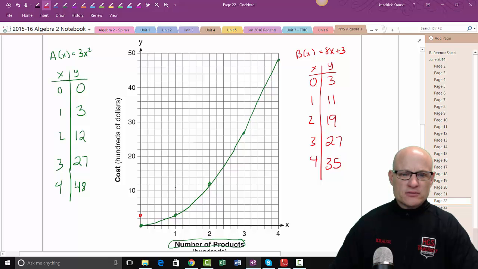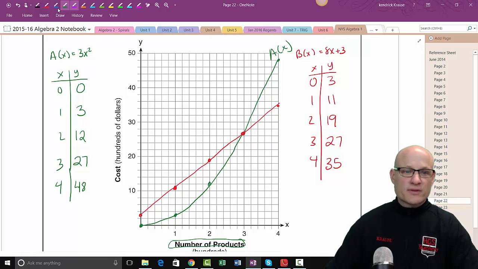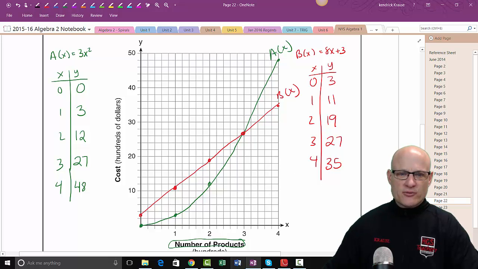1, 11, 2, 19, 3, 27, and 4 is 35. So this should be a very straight line because this is a linear function. Man, I'm doing pretty good there. All right, so I need to label these. Even though I did these in color, I probably should label these A of x and B of x. And is there anything else on this page?